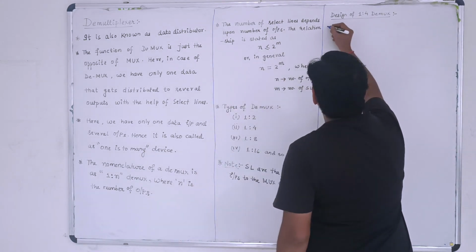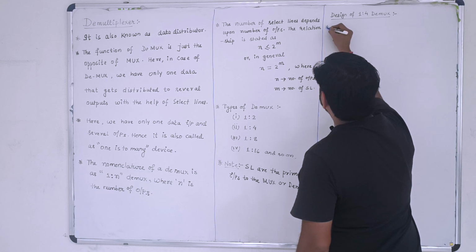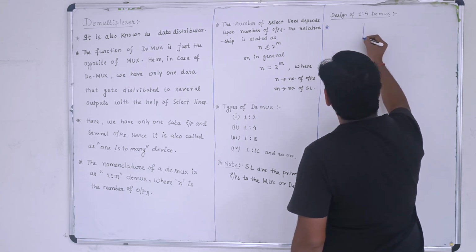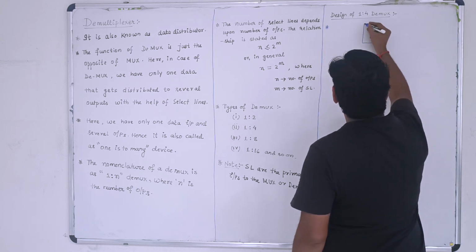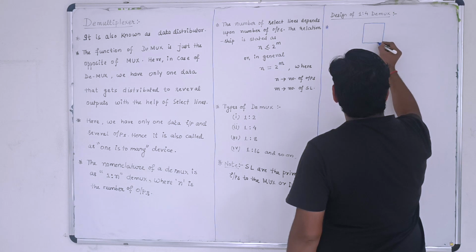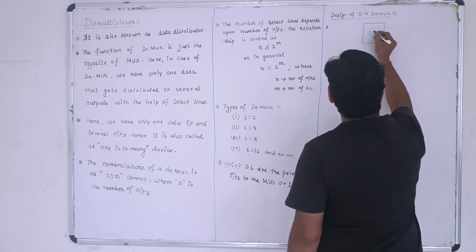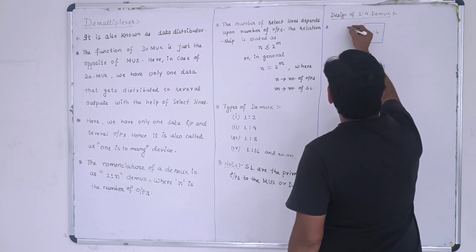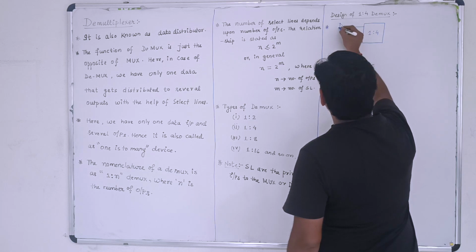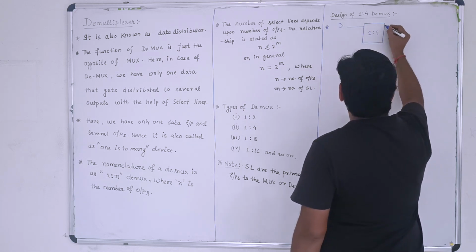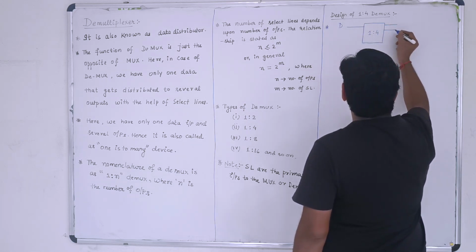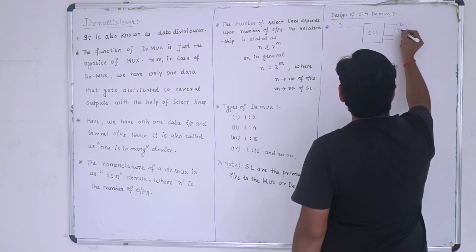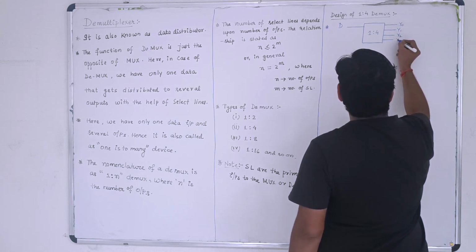So the design process, I have already told you, the process is fixed. The first thing is to go for the block diagram. So this is 1:4, so I am keeping it as 1:4. There is only one input, which I am calling D. The data input is only one, that is D. And we have 4 outputs, that is Y0, Y1, Y2, Y3.